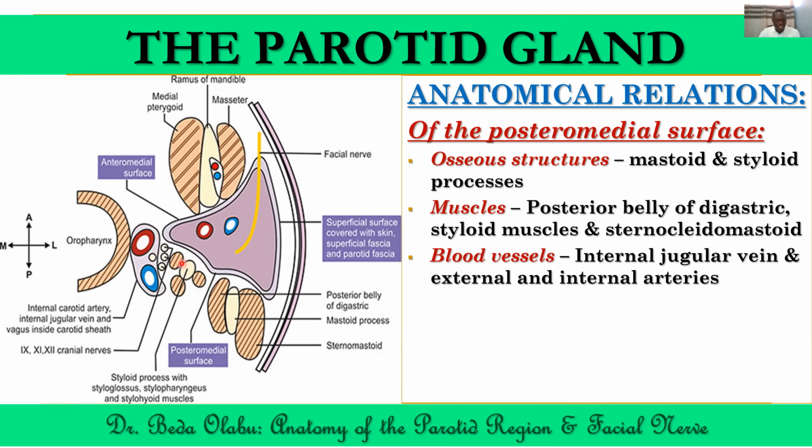We have three muscles here: stylohyoid, styloglossus, and stylopharyngeus muscle. These are muscles attached to the styloid process going down to the various structures. So they are also posteromedial relations of the parotid gland.